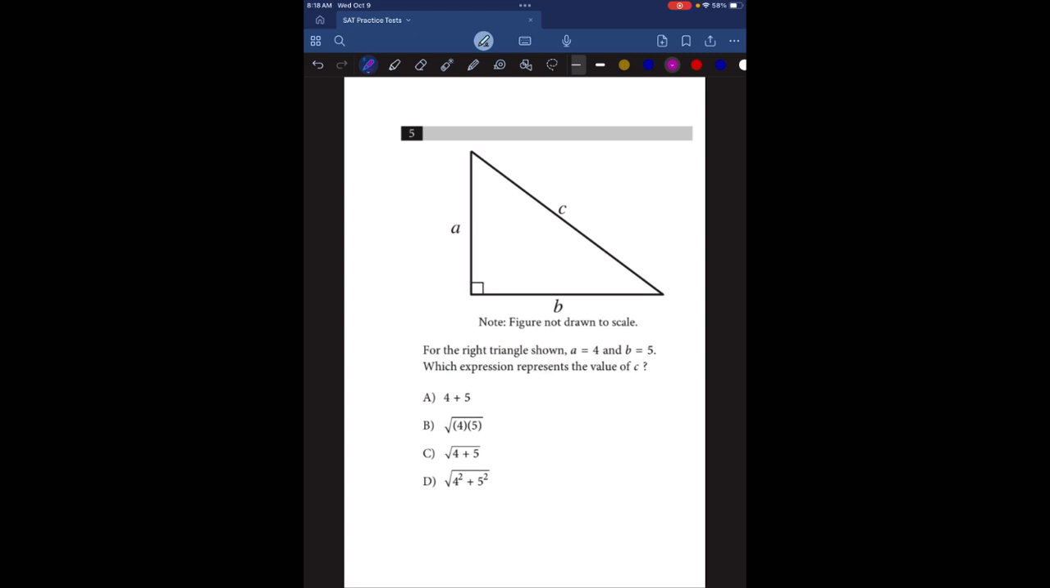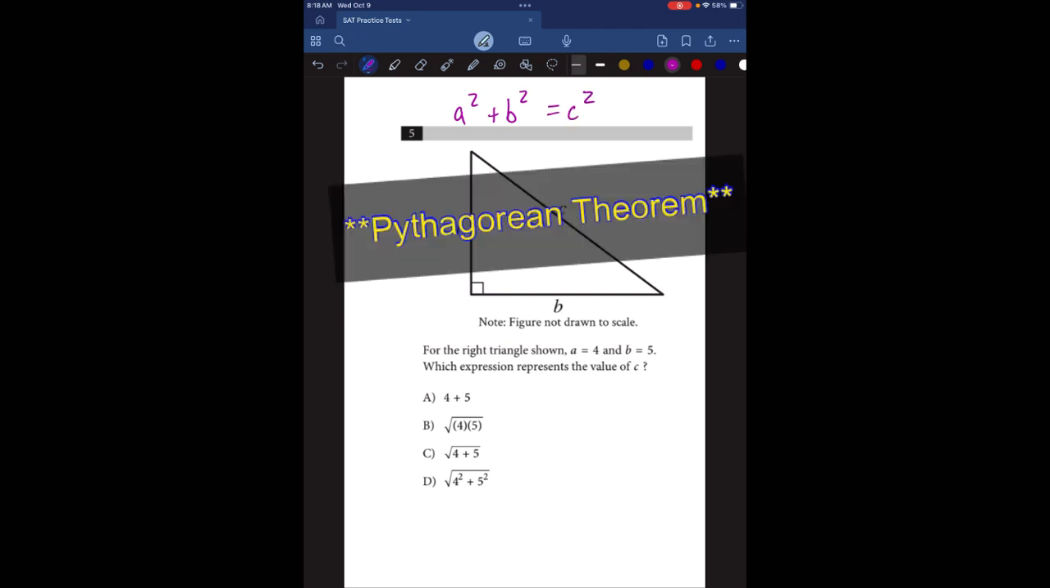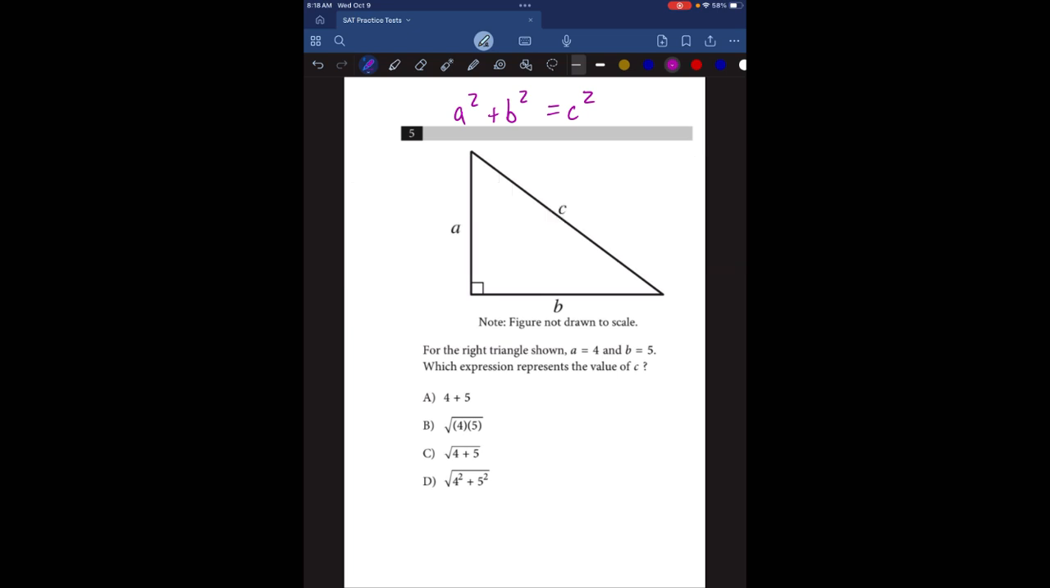I see a right triangle. Every time you see a right triangle, hopefully this equation pops into your head: a squared plus b squared equals c squared. That is the famous Pythagorean theorem. And I see here they gave us an a of 4. They gave us a b of 5.